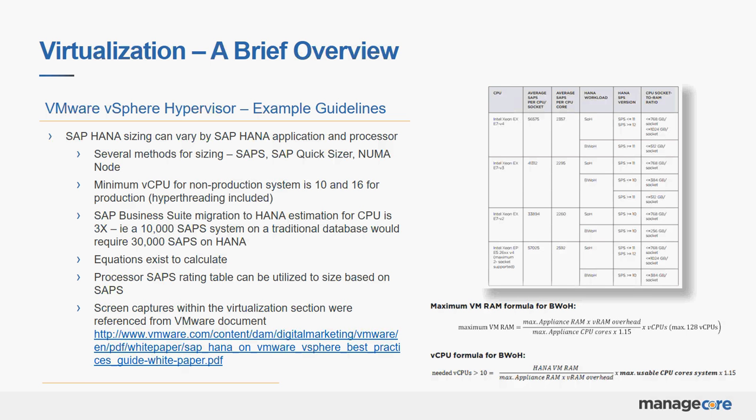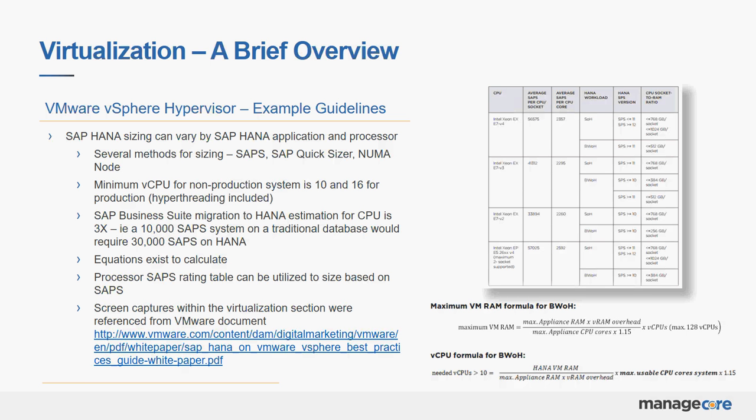There are equations that exist to calculate this. They are on the chart here. You can see that was from a VMware document, and what they do is effectively allow you to calculate how many vCPUs and how much memory you really need for these environments. And then there's processor SAPS ratings. As in traditional SAP, each processor is certified for so many SAPs, and that SAPS rating you can convert per core. And then if you see the table on the right, you can see, again, the HANA version matters, and the CPU to RAM socket ratio matters.